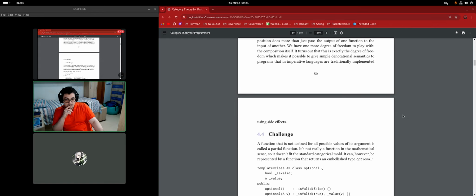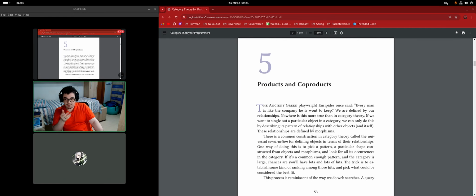So then we are done with chapter 4. Chapter 5 is where, at least to me, more new terminology and definitions come into play. Something very interesting, apparently called universal construction, is that you define an object not using the object's inner guts, but how it relates to other objects, which is kind of weird. Anyway, so apparently this is universal construction.